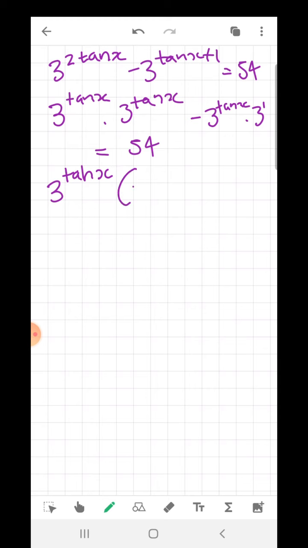Don't make the mistake of putting 3 to the power of 2 over here, because then you're saying 3 to the power of tan x plus 2, and you want 2 tan x. So you actually are going to put 3 to the power of tan x here, because when you add the exponents, you'll get 2 tan x.